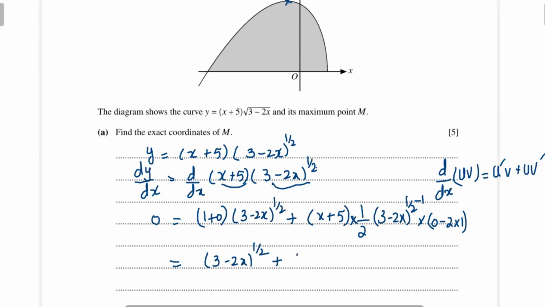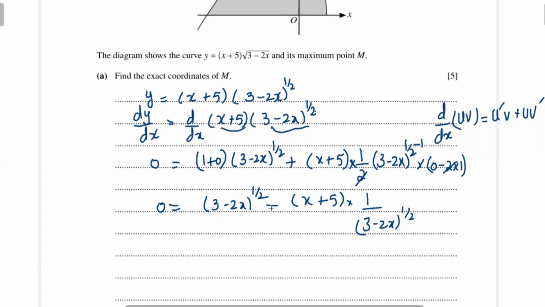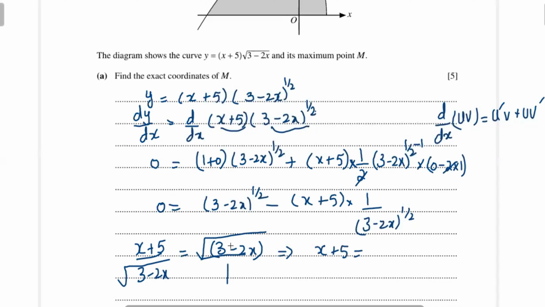Now we can write it as 3 minus 2x power 1 over 2 plus, and we can write it as minus 2 into 1 over 2, 2 will be cancelled, minus 1, we can write as minus 1 into x plus 5 into 1 over 3 minus 2x power 1 over 2, that's equal to 0. Minus x plus 5 over the square root of 3 minus 2x, from right to left side, we can write x plus 5 over the square root of 3 minus 2x is equal to the square root of 3 minus 2x. Now we cross multiply, we get x plus 5 equal to the square root of 3 minus 2x into the square root of 3 minus 2x, that becomes 3 minus 2x.